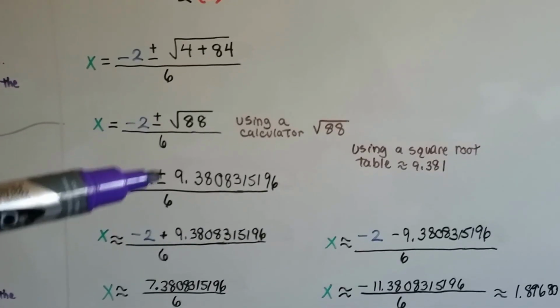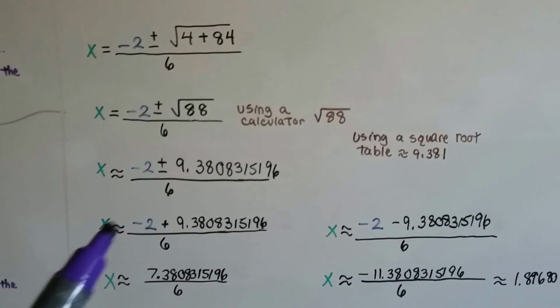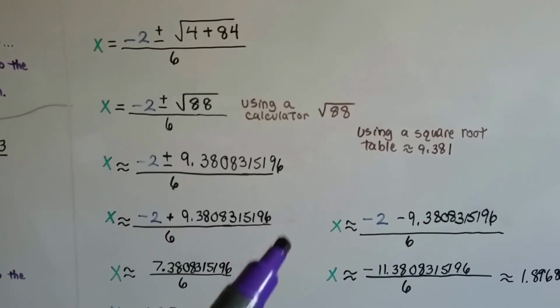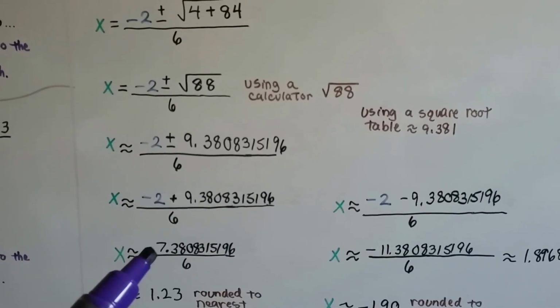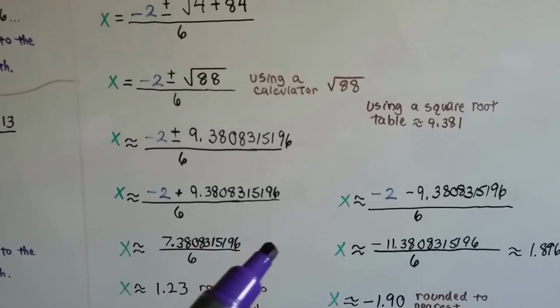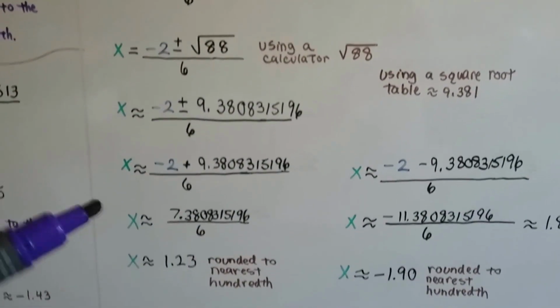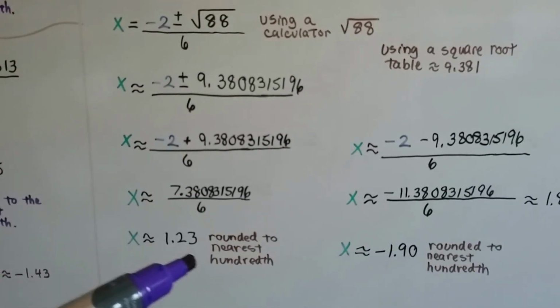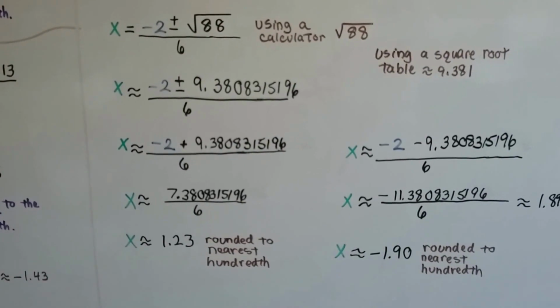And we do our addition or subtraction. We see this is plus or minus here, so if we do plus, we're going to do a negative 2 plus our long decimal. That's going to give us a positive 7.3808, and it goes on, divided by 6. When we do the division, we get 1.23 when it's rounded to the nearest hundredth.